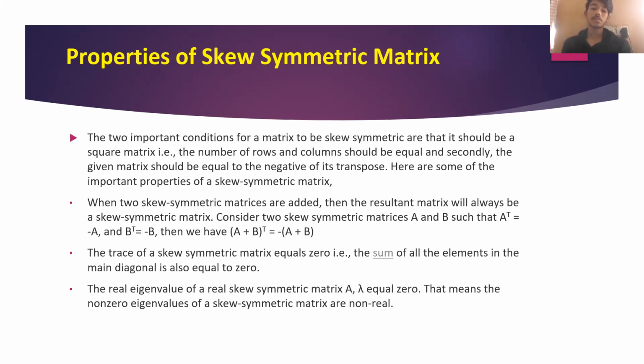The trace of a skew-symmetric matrix equals 0. For example, the sum of all elements in the main diagonal is also equal to 0. The real eigenvalue of a real skew-symmetric matrix A, lambda, equals 0. That means the non-zero eigenvalues of a skew-symmetric matrix are non-real.